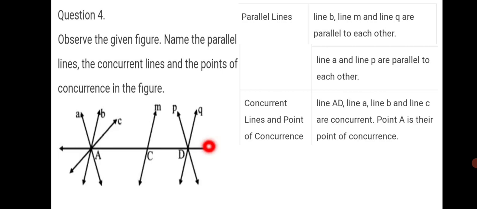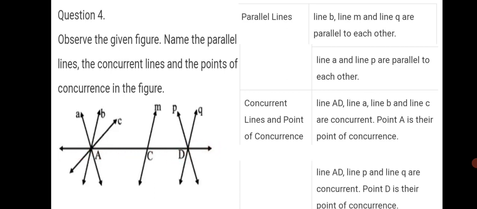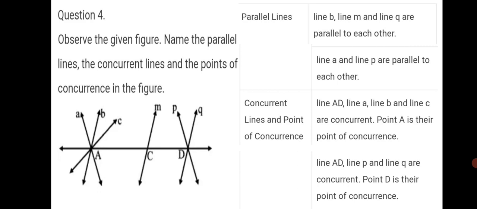Similarly, we have line P and line Q also concurrent at point D along with line AD. So we will write line AD, line P and line Q are concurrent. Point D is their point of concurrence. So this way we have completed question number 4 and as well as practice set 1. Do solve the sums in your notebook for a better understanding.